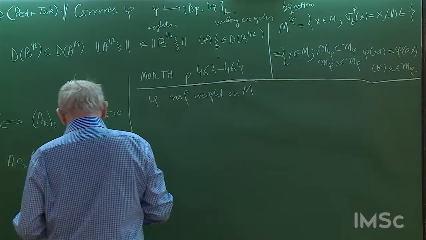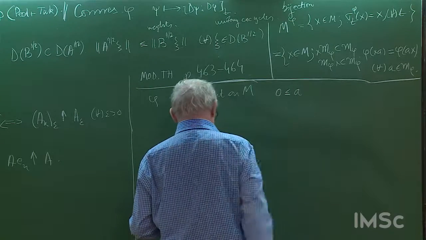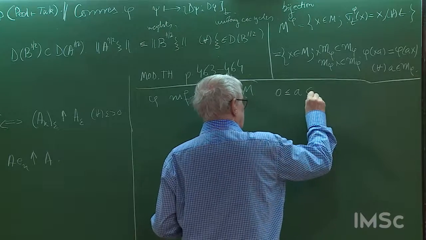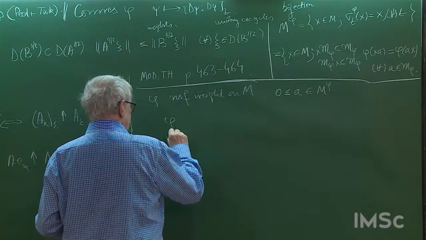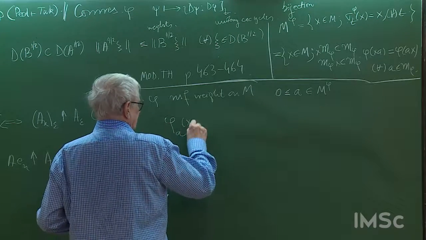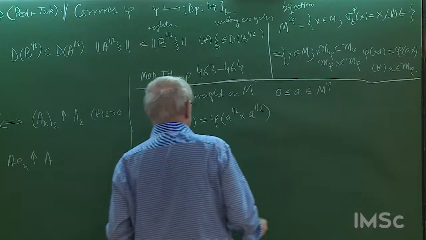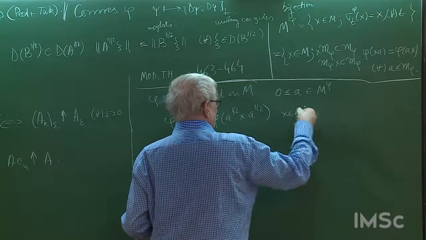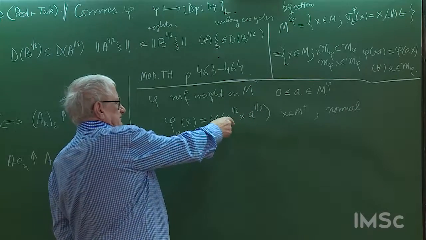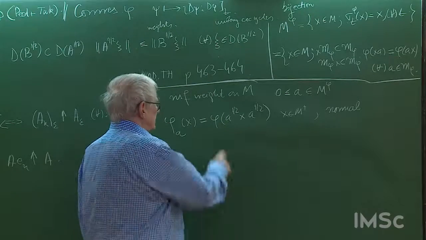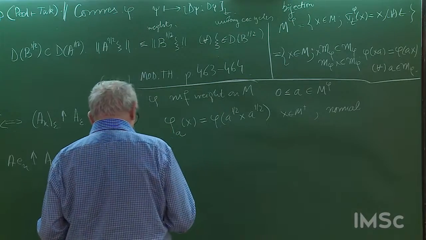Okay. So that, given a positive element A in the centralizer M^φ, then we can define another weight, φ_A(x), which is equal to φ(A^{1/2} x A^{1/2}) for x in M_+. And this weight is obviously normal, because if x_n converges increasingly to x, then A^{1/2} x_n A^{1/2} converges increasingly to this thing. So this is a normal weight.